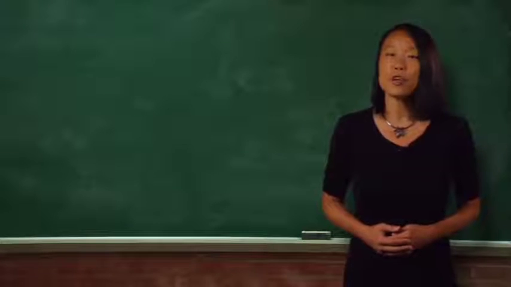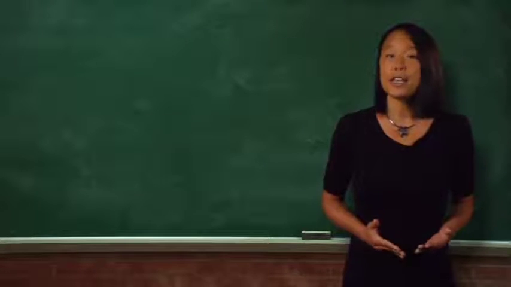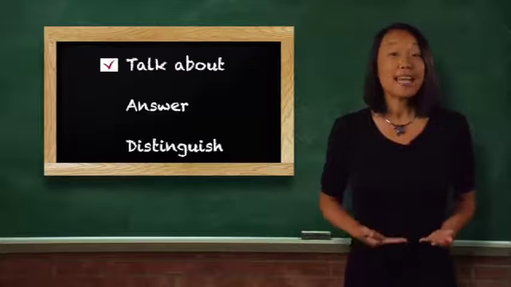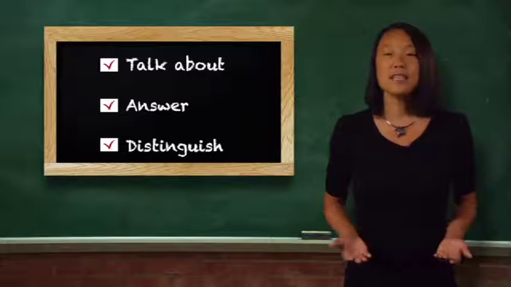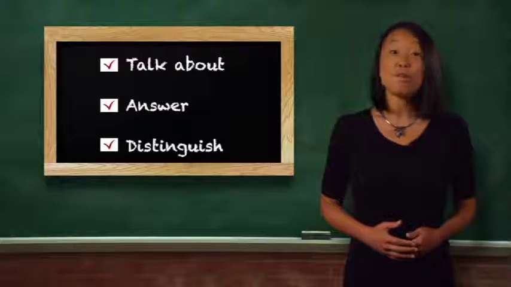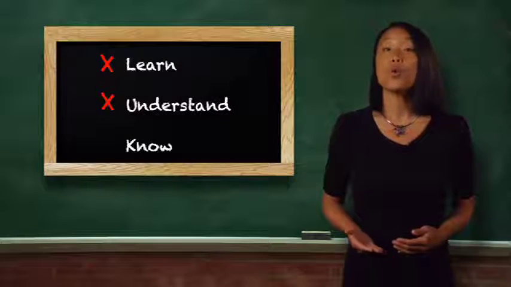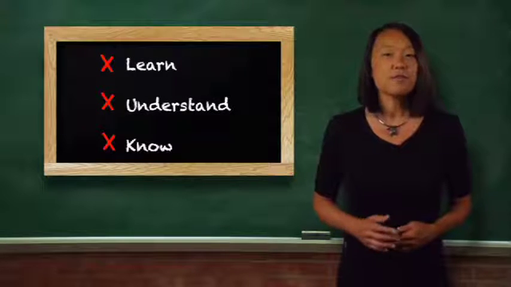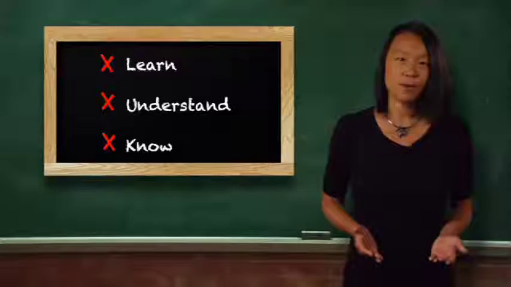Notice that the objectives are written with verbs that are concrete and observable, such as talk about, answer, and distinguish. Many teachers make the mistake of writing objectives with verbs like learn, understand, or know. However, these verbs are not observable or accessible. Think about it. How can you see if a student understands obligation? There is no way to assess understanding because it is not observable. But you can observe and assess if students can talk about obligation and answer questions using have to plus verb.